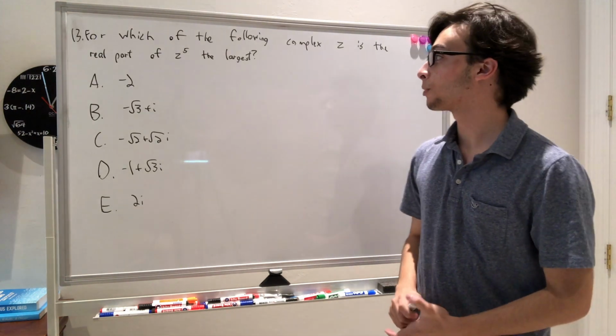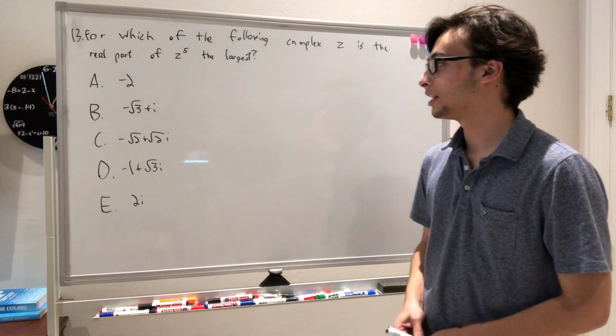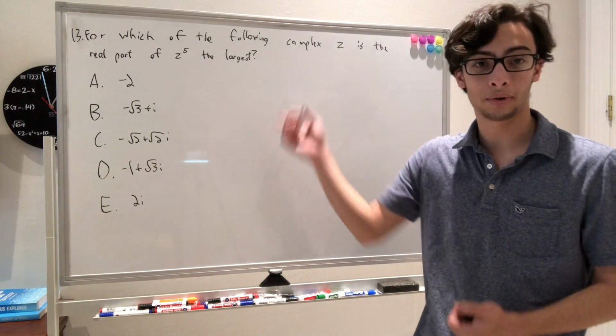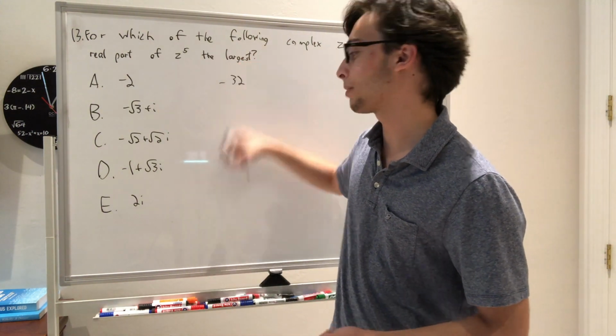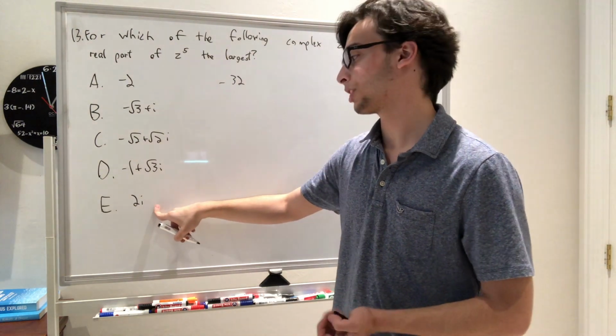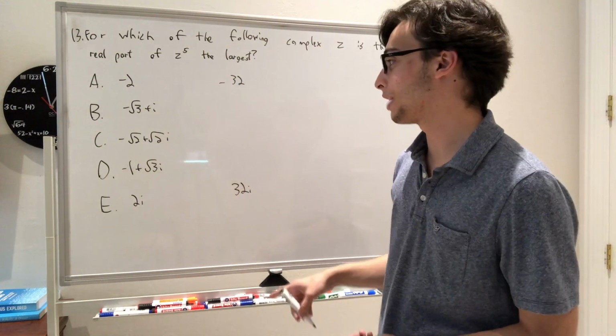Question 13 asks for which of the following complex z is the real part of z to the 5th the greatest. Now, in order to do this, let's just go through each one and take each one to the 5th power. So negative 2 to the 5th power is obviously negative 32. And skipping down to another easy one, we have 2i to the 5th power is going to be 32i. And this obviously has a real part of 0. So now it's just between these.